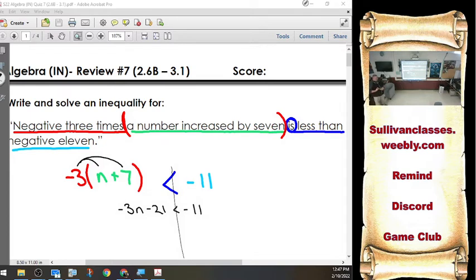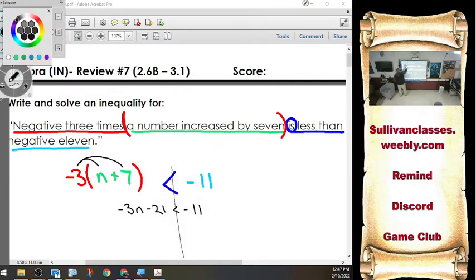Can I combine anything on the left or the right? Plus 21. Okay, since I can't combine anything, I'll start moving things. And when I move things, I ask the question, who's lonely? So yes, we will add 21 to that side.